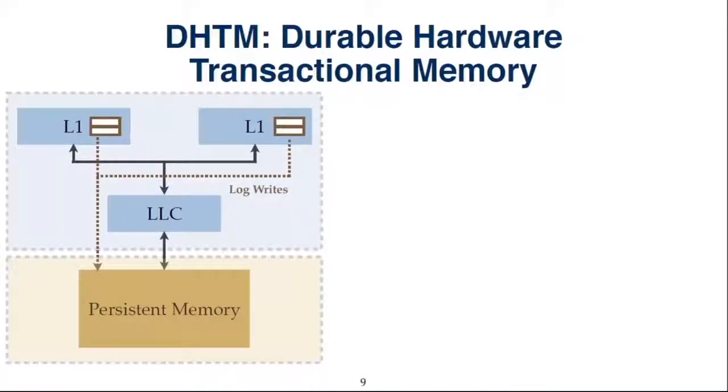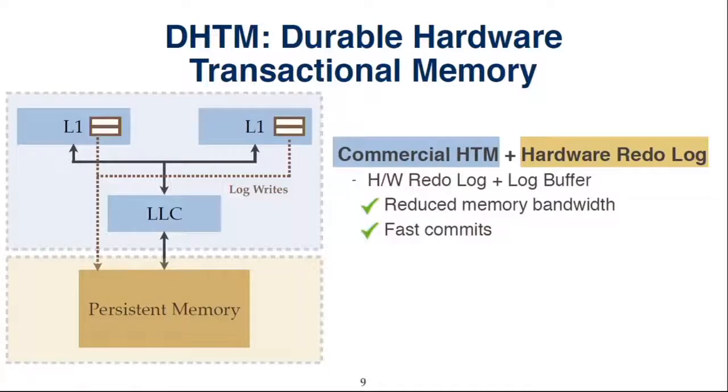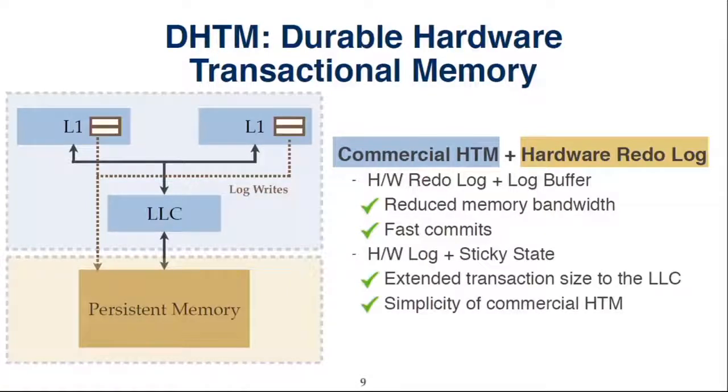Towards this goal, we propose DHTM, which is durable hardware transactional memory, and it uses a combination of commercial HTM and hardware redo log, where it leverages a hardware redo log with a log buffer to reduce the memory write bandwidth requirements for atomic durability, and also enables fast commits. And then it repurposes the hardware redo log in conjunction with a sticky state mechanism to extend the supported transaction size beyond the L1 cache up to the LLC. At the same time, it still maintains the simplicity of commercial HTMs.